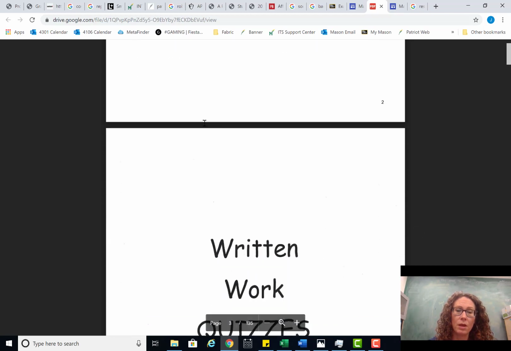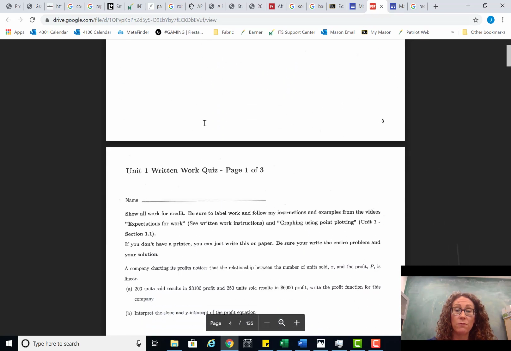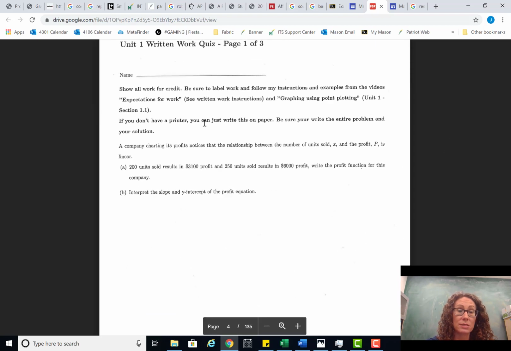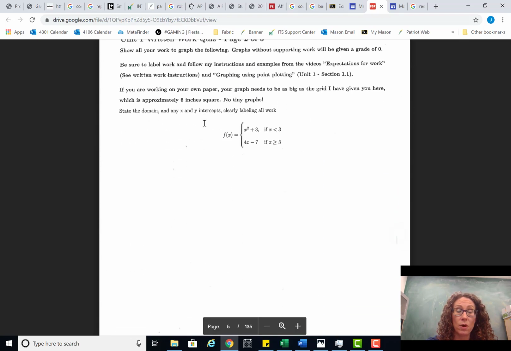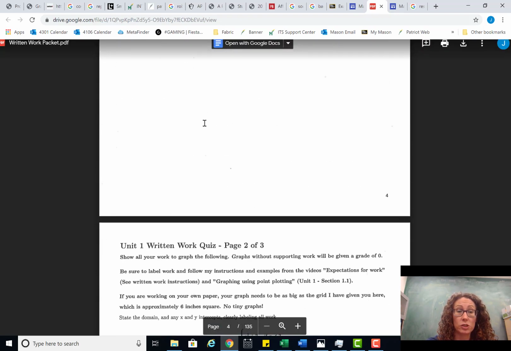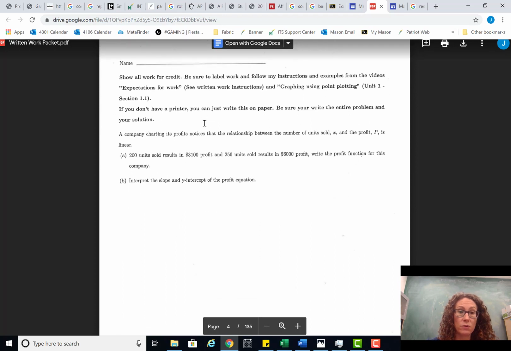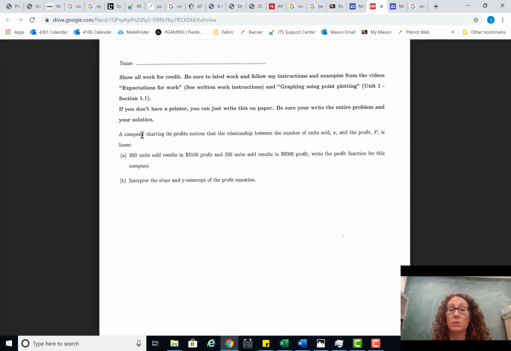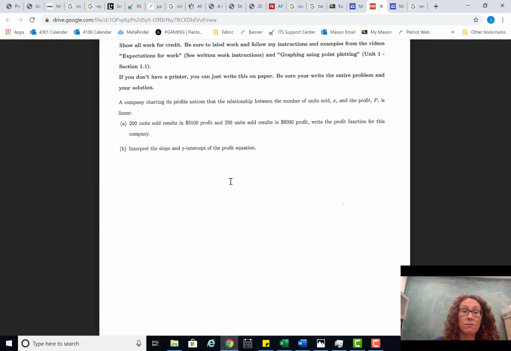Okay. So here are the quizzes. For example, the first week, this quiz looks like this. They're not super long, so I've spread it out and left room for you here, but it's basically 2 questions, right? Here's the first question. A company charting its profit notices that the relationship between the number of units sold and the profit is linear. Part A, write the profit function for this company, and part B, interpret the slope and intercept of this equation. Okay, so that's the first question.